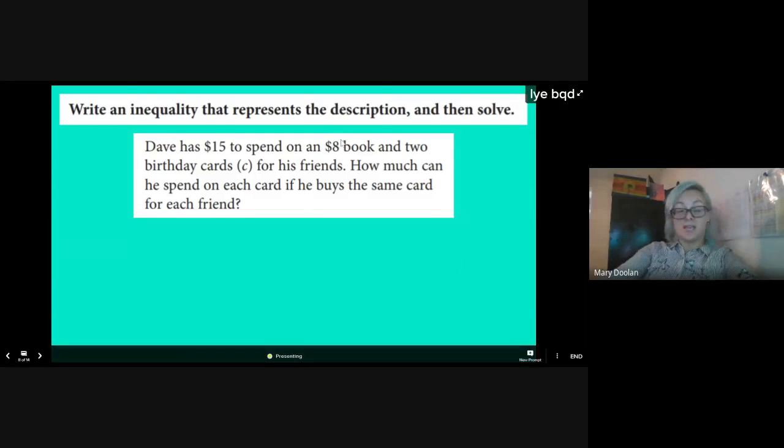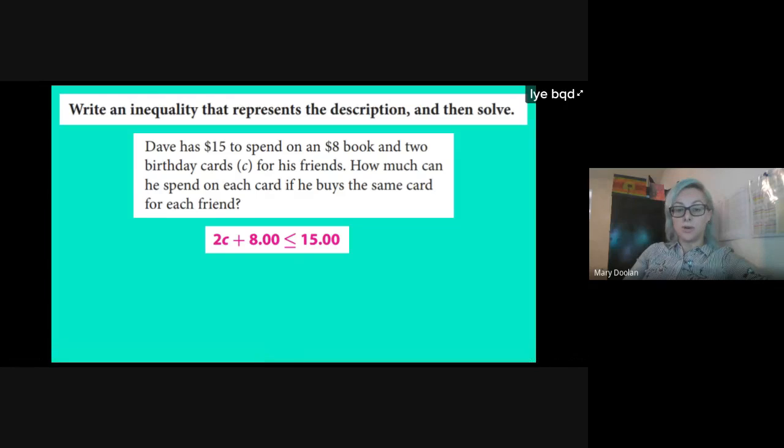All right. We're in a tax-free world at the moment. Okay, so there's the $8 book. We're definitely buying that, and then 2 cards. So we're adding together 8 and 2C. 2 times the price of a card plus the $8. This amount altogether has to be less than $15 or it could be equal to $15. So that's why we're using the less than or equal to symbol to compare. So that was writing our inequality.